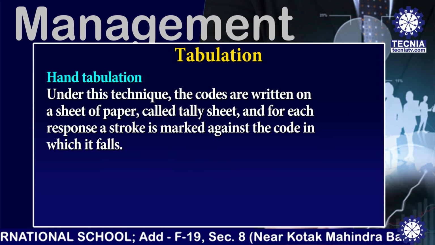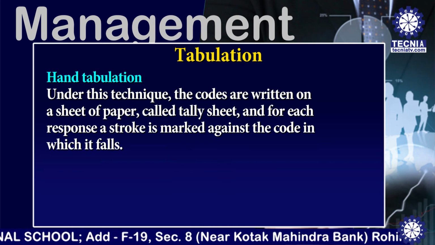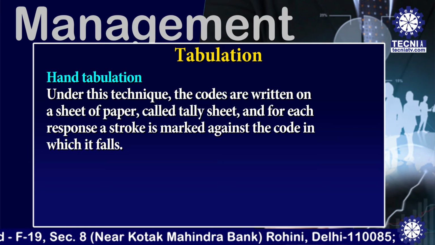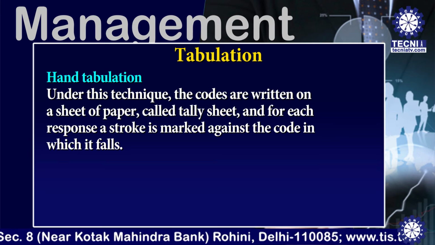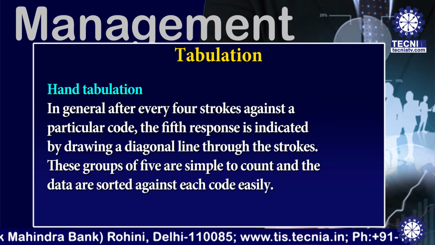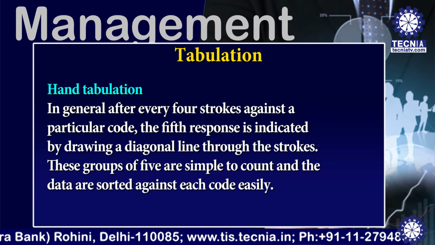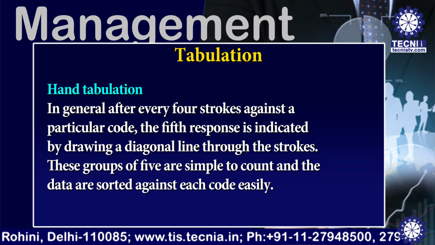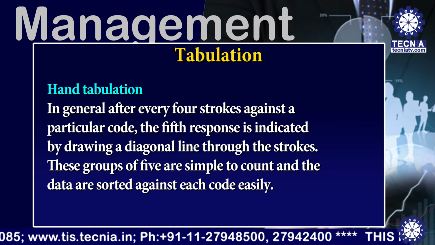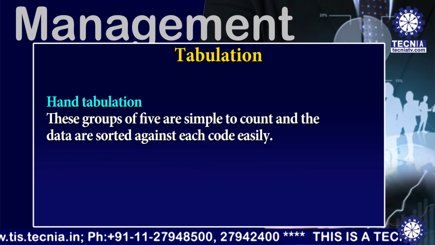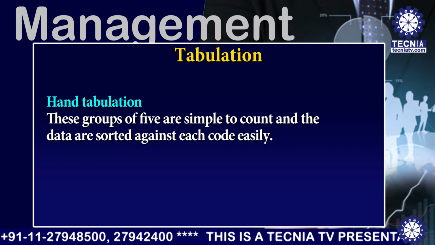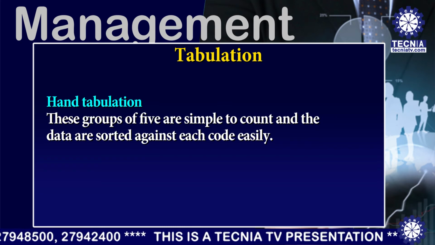Under this technique, the codes are written on a sheet of paper called a tally sheet, and for each response, a stroke is marked against the code in which it falls. In general, after every 4 strokes against a particular code, the 5th response is indicated by drawing a diagonal line through the strokes. These groups of 5 are simple to count and the data are sorted against each code easily.